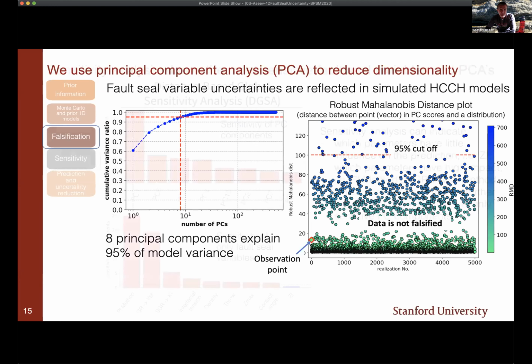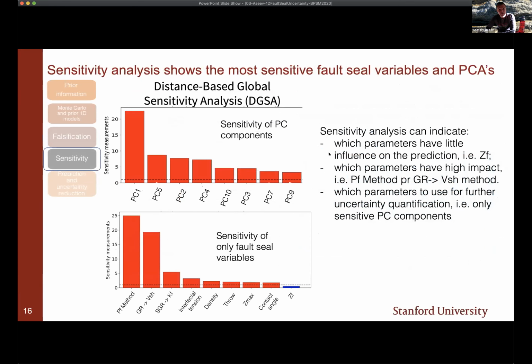We run distance-based global sensitivity analysis. It's analysis based on distance between different clusters. We ran it on sensitivity of principal components and of FaultSeal variables. We run it on PC components to understand if we have insensitive components. In that case, we would remove them from our next step, the regression. As you can see, all our components are sensitive, so insensitive ones would be marked by blue color. So we're going to use them all.